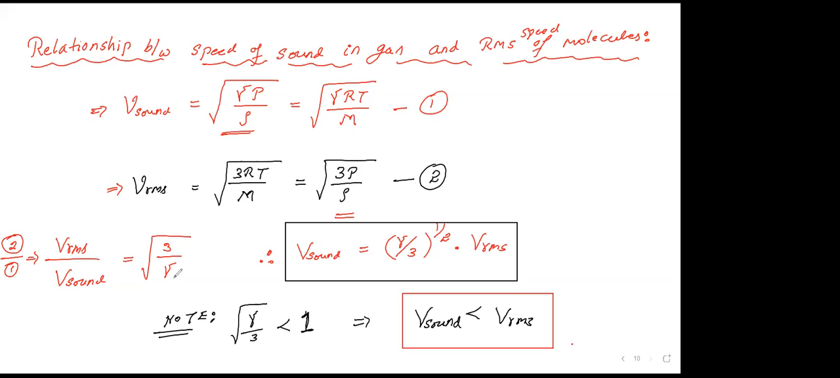We get Vrms by V sound as root of 3 by gamma. Therefore, this is the relationship: V sound is equal to gamma by 3 whole power of half times Vrms. But this value always comes lesser than 1. So that shows that the velocity of sound is always lesser than the RMS speed. Very, very important for the competitive exams.